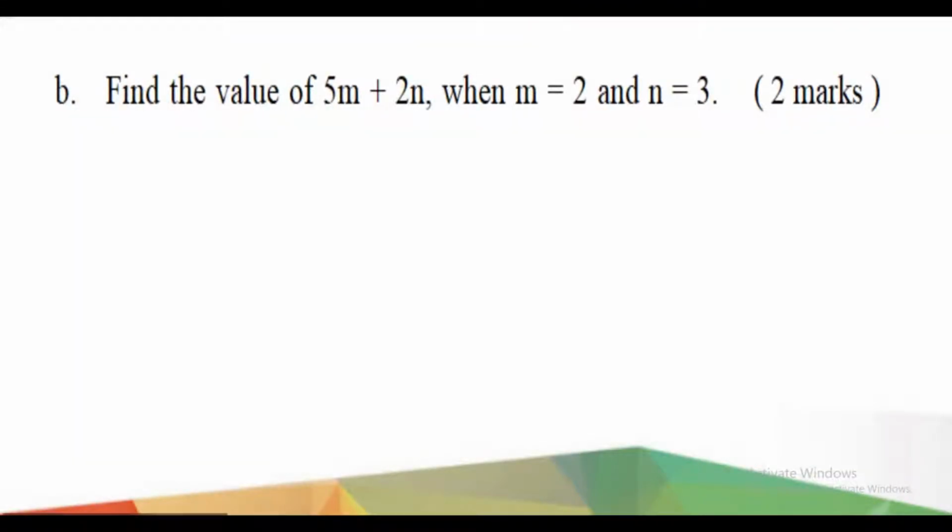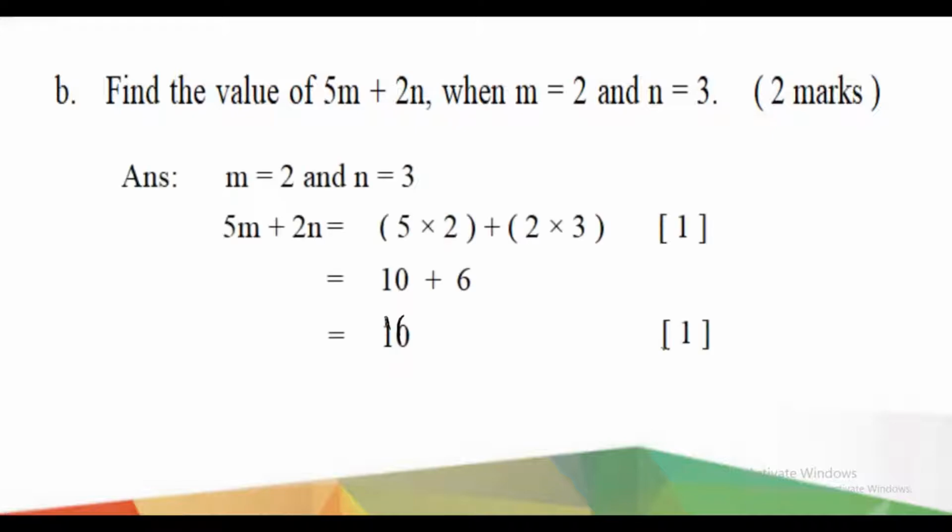Find the value of 5m plus 2n when m is equal to 2 and n is equal to 3. It carries 2 marks. How to find the value of the given algebraic expression? The values for m and n are given. We need to just substitute the values in that algebraic expression.